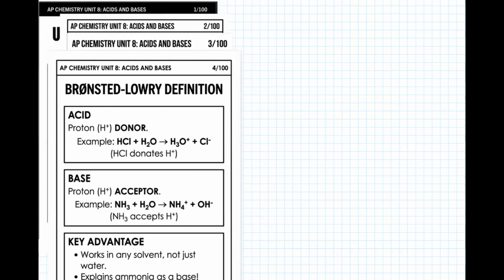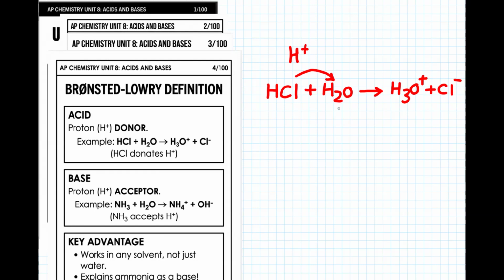Now, what does the Brønsted-Lowry definition tell us? An acid is a proton donor. So anything that gives away an H+ ion, for example HCl. When HCl reacts with water, it forms the hydronium ion. What is the hydronium ion? When the H2O takes a proton, it forms H3O+. And after losing the H, what's formed? The Cl-. So HCl donates a proton.